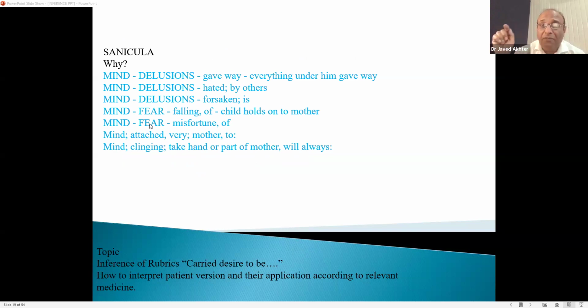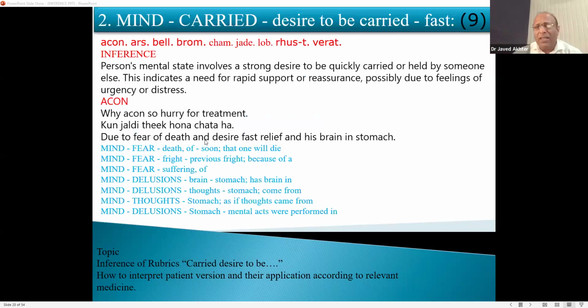Fear of falling, the child holds on to the mother. Fear of misfortune, mind attached very much to mother. Clinging, takes the hand or part of mother always. This is basically why she goes to the mother's lap. Now another rubric, very important, is carry, desire to be carried fast. Why fast? This is the second rubric. Carry, desire to be carried fast.